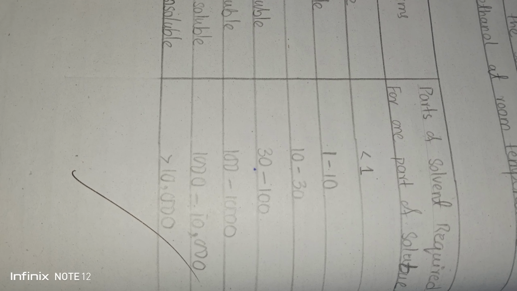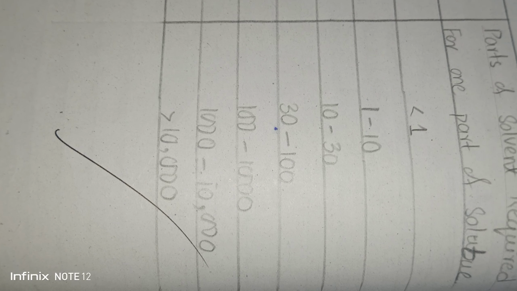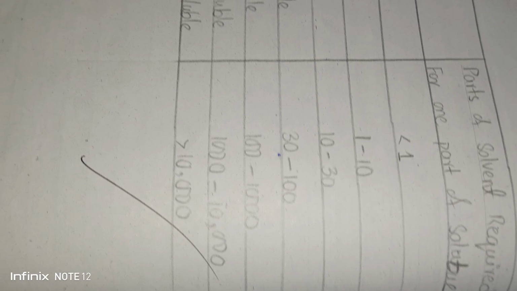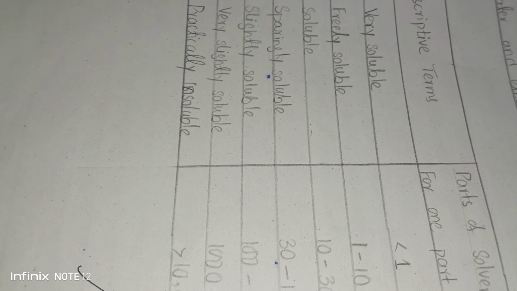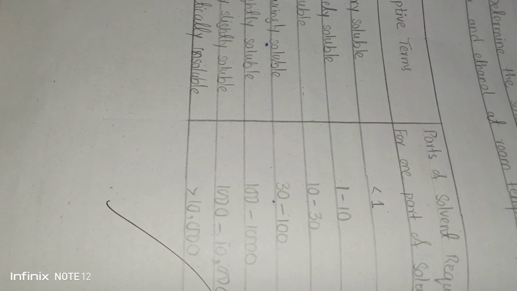If we need one part of solvent for one part of solute, then it is very soluble. If we use 1 to 10 parts of solvent, it is freely soluble. When we use 10 to 30 parts, it is soluble. 30 to 100 parts, it is sparingly soluble. 100 to 1000, it is slightly soluble. 1000 to 10,000, it is very slightly soluble, and more than 10,000 it is practically insoluble. So this is the table which you mention. Now we move on to the calculations of this experiment.